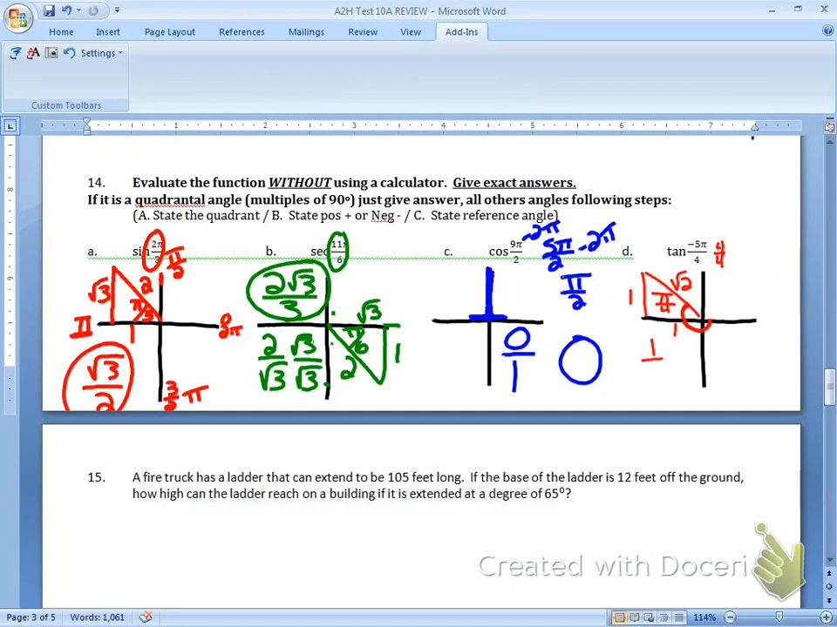Tangent is 1 over 1. Is tangent positive or negative in the second quadrant? It is negative, so our answer is negative 1.